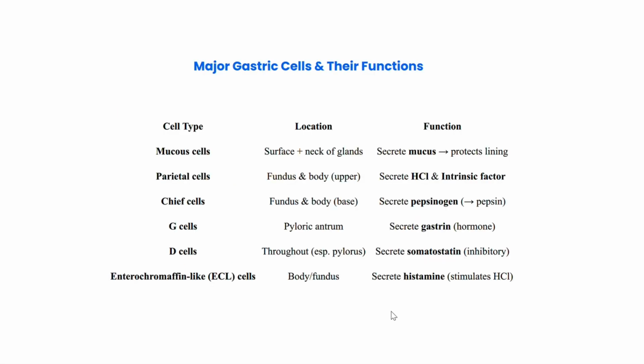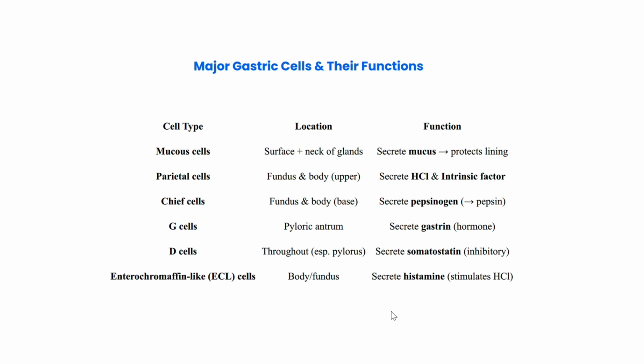Now let's look at the key cells found in the stomach. Each plays a specific role in digestion and protection. Mucous cells are found on the surface and neck of the gastric glands. They secrete mucus, which forms a protective barrier that prevents the stomach lining from being damaged by acids.